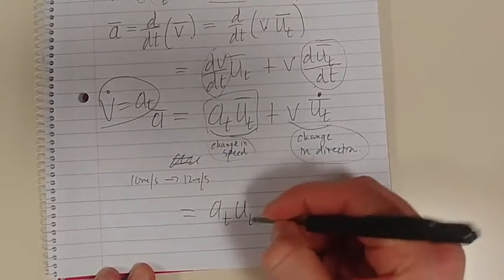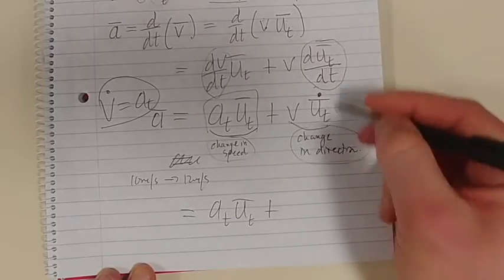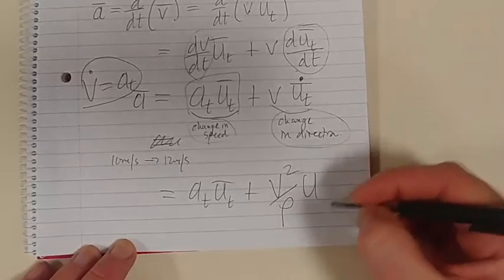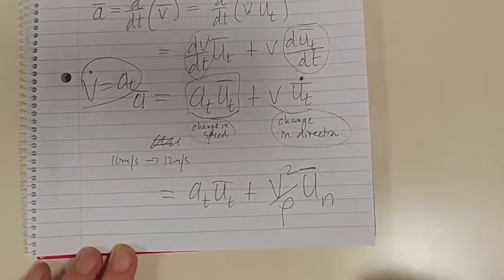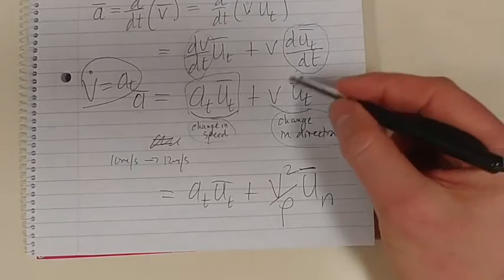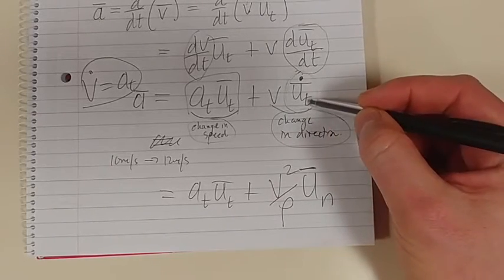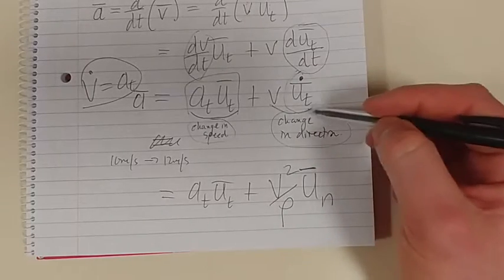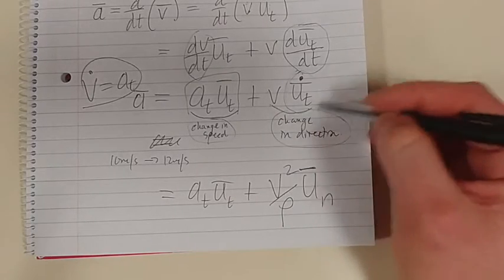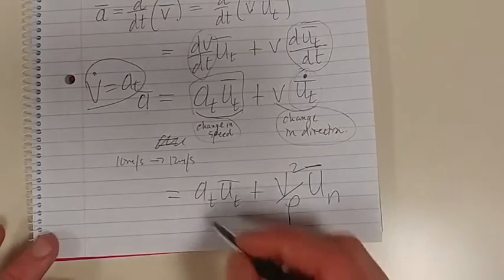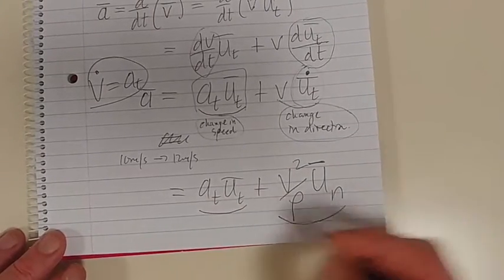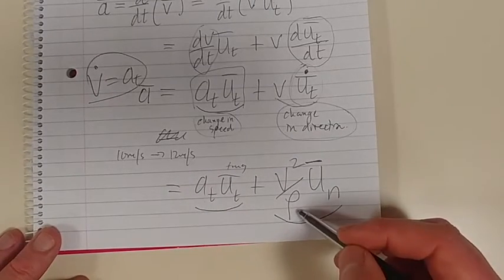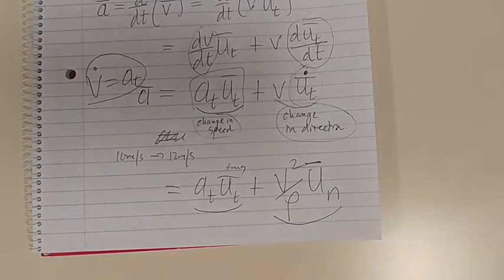It's at ut. And then this thing here becomes v squared over rho un. Okay? So the change in the tangential direction unit vector, when we carry out a full-on derivation of this, we end up with these two components: at in the tangential direction, and v squared over rho, which is in the normal direction. Okay?